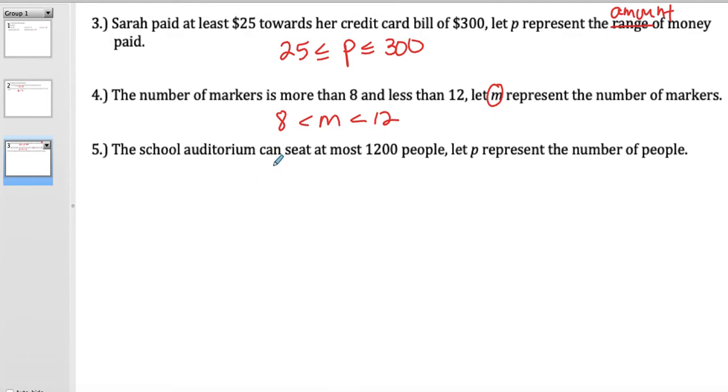And number 5, the school auditorium can seat at most 1,200 people. P is the number of people. So P is my variable. Now, what does that mean, at most? That sounds to me like I only have 1,200 seats. So the number of people in the auditorium would need to be less than 1,200. But it did say at most, so it sounds like I could actually fit 1,200 in there. So the number of people is less than or equal to 1,200.